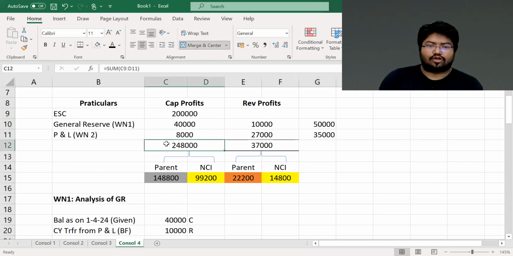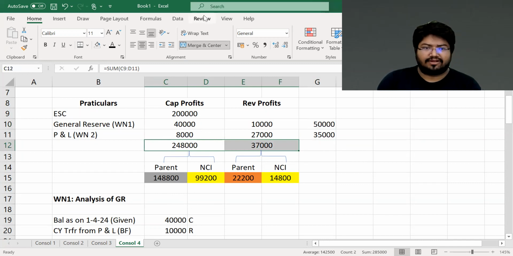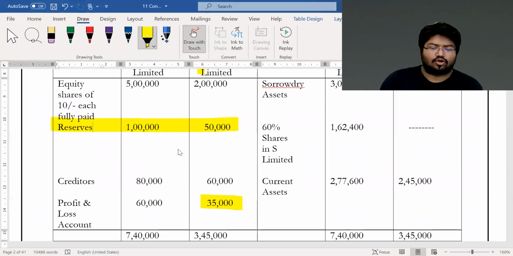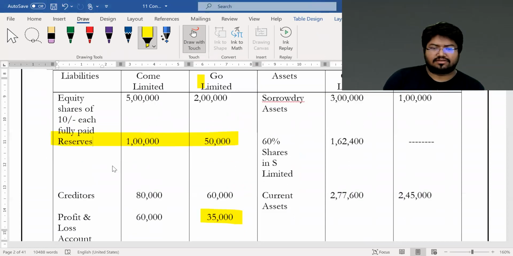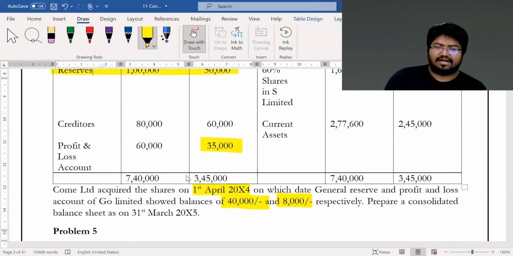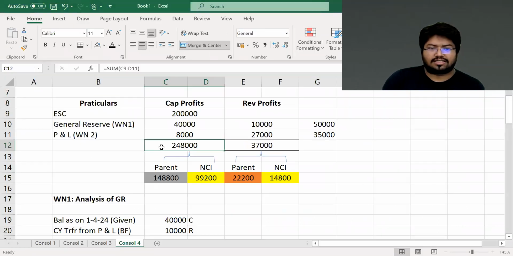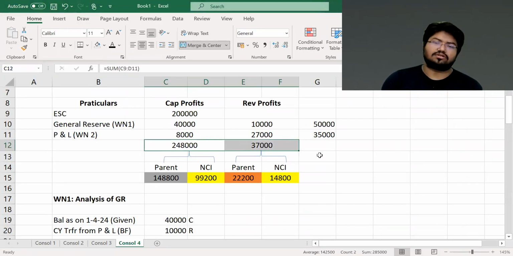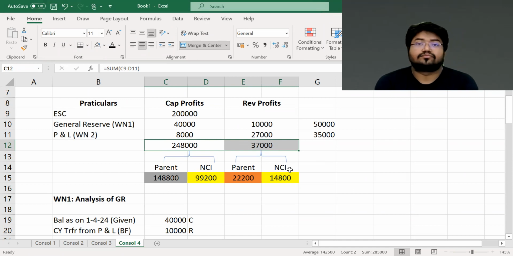Now you are supposed to take totals of both these columns, capital profits and revenue profits. And by the way, do we have anything else other than these two? There are no other reserves. Only these items are there and everything we have analyzed. Now let's go ahead. So totals are basically 2,48,000 and 37,000. And this is supposed to be split between parent and non-controlling interest in the ratio of 60-40.